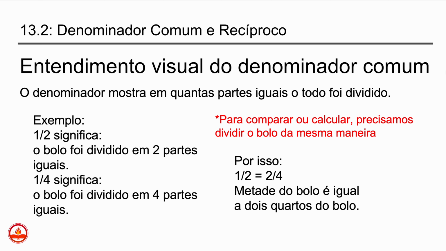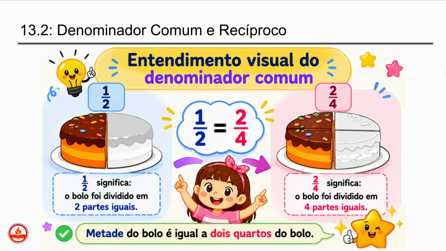Imagine a cake. If we divide the cake into 2 equal parts, 1/2 means 1 piece. If we divide the same cake into 4 equal parts, 1/4 means 1 piece. Notice that 1/2 is the same as 2/4, so 1/2 equals 2/4. Even though the numbers look different, they represent the same amount. Just like this.